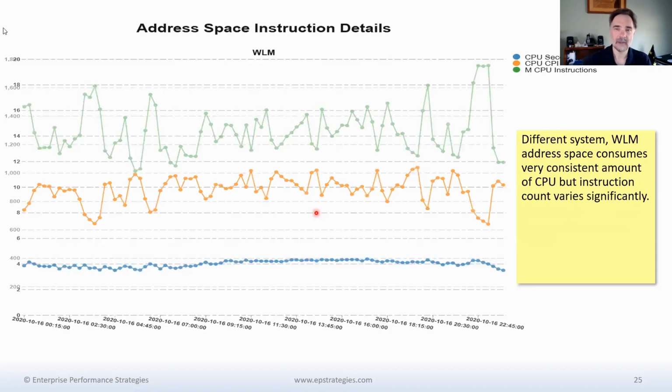This address space is WLM. Again, not consuming too much CPU, but consuming very consistent amounts of CPU throughout the day. And again, the instruction counts here are extremely variable, on a percentage change basis, interval to interval, compared to the CPU time.